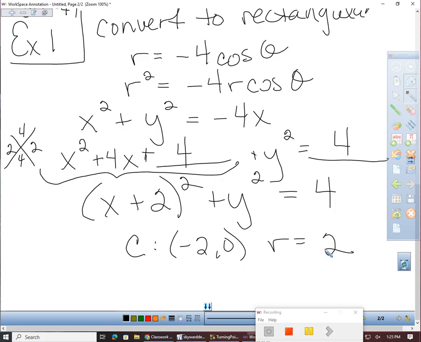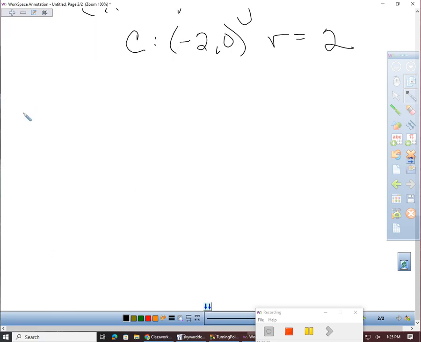Did I lose anybody anywhere? How are we? Are we okay? Right, in the beginning I said x equals r cosine theta. Okay, you're good? All right, let's try one more from this section so you can see how that works. And then we'll do a couple from the other section that go the other direction, and then we'll be good.